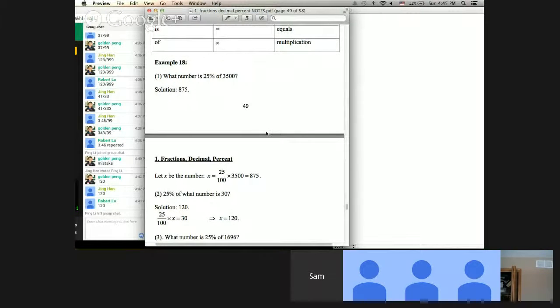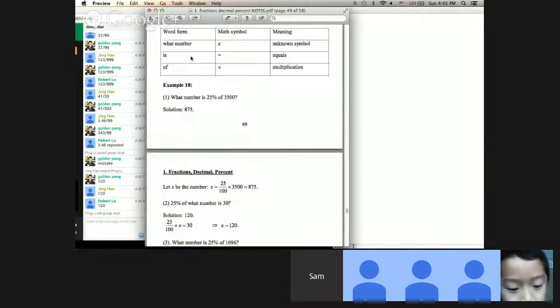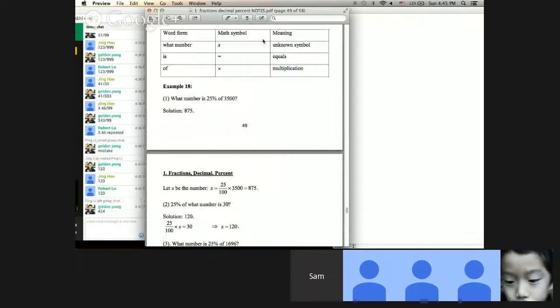So again, try to use the chart. Oh, you guys can't see the chart, can you? Oops. Okay, so try to use the chart up here, and then find what number is 25% of 1969. So again, remember what number is x, is the equal sign, and of is the multiplication sign, and just translate those words into a mathematical line.